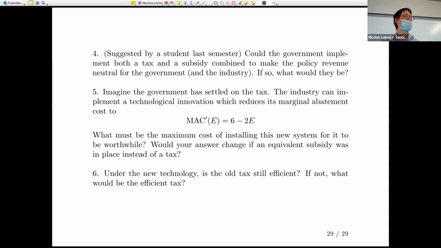So he says, well, if it's so complicated on the one hand to convince firms to pay a tax, or on the other, raising money to pay for a subsidy, could you just do both? Could they cancel out? Right away I wasn't too sure, but it turns out that I think it's not difficult at all to think about that. So you have to do it for the exercise. Could a government implement both a tax and a subsidy combined to make the policy revenue neutral for the government and the industry? So you just say, okay, there's a tax per units emitted, plus a subsidy per units abated. And we want to make sure that in the end, the industry paid absolutely zero. They didn't receive money, but they didn't pay anything. And it's not too difficult.